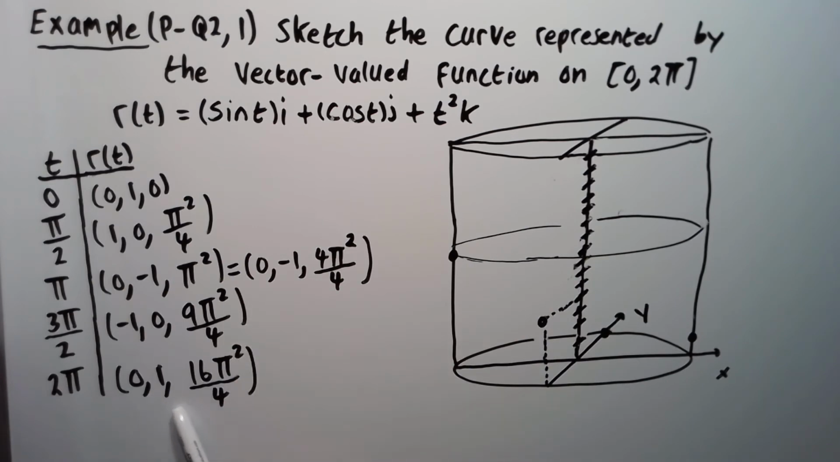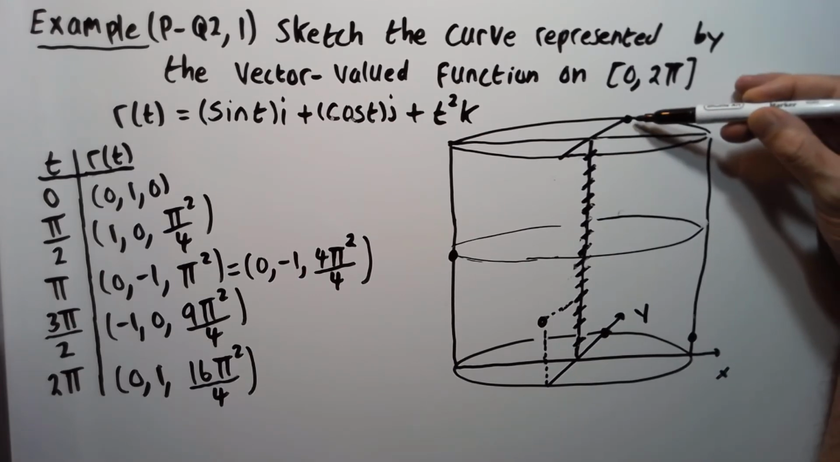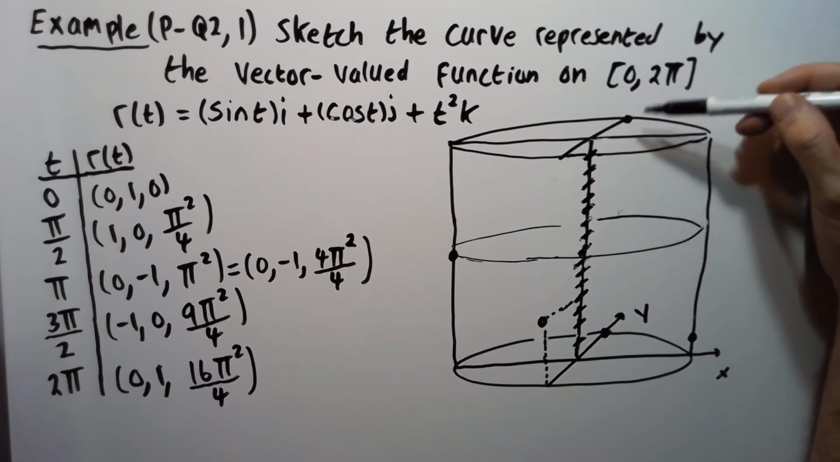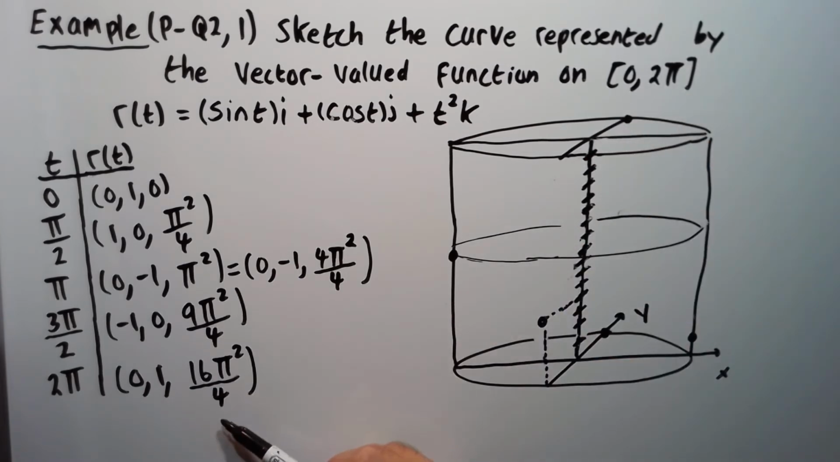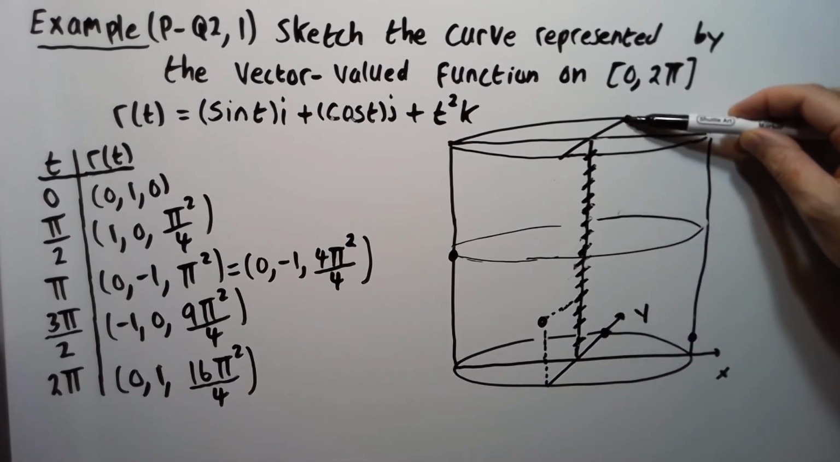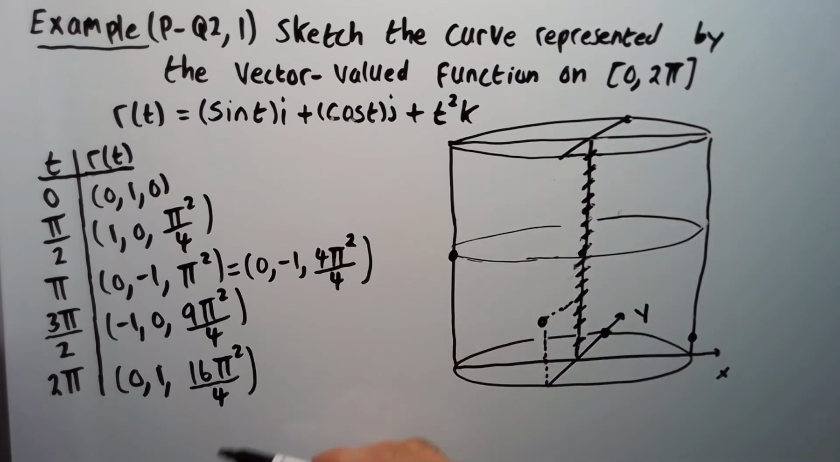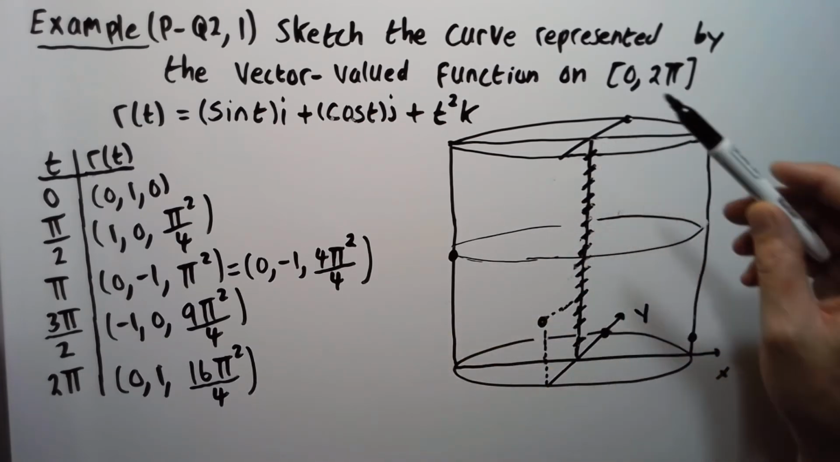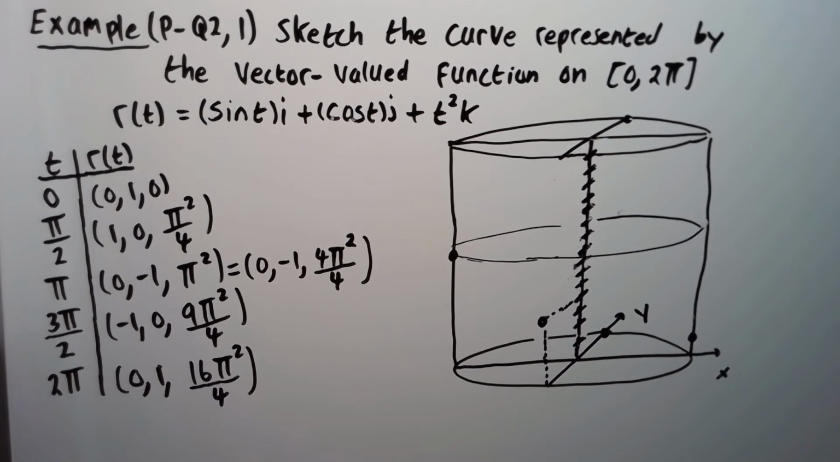Let's lastly do this guy. So it'd be up here, because the top of the cylinder up here is height 16 pi squared over 4, and it's pretty much directly above this initial guy, because the initial guy is 0, 1. The only difference is this has a different z value, so it's going to be straight up from that one, up at 16 pi squared over 4. So if you count the tick marks, there's 16 there. Okay, so now let's connect these dots.